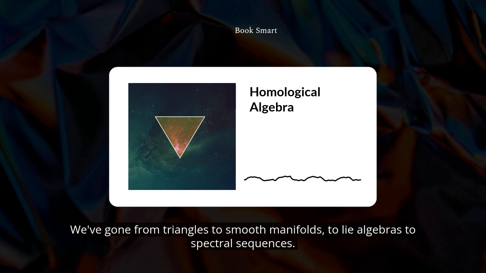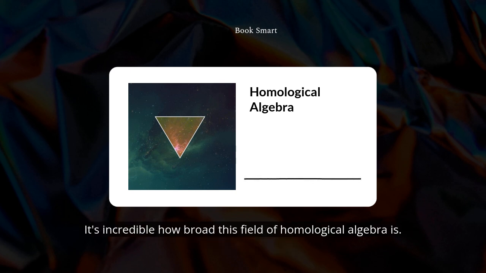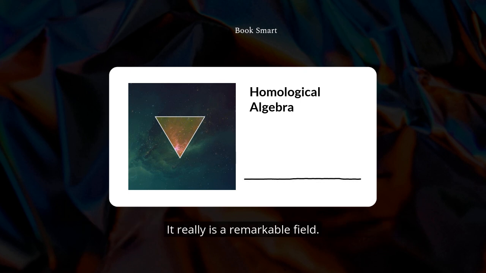Wow. We've gone from triangles to smooth manifolds to Lie algebras to spectral sequences. My head is spinning, but in a good way. It's incredible how broad this field of homological algebra is. It really is a remarkable field.